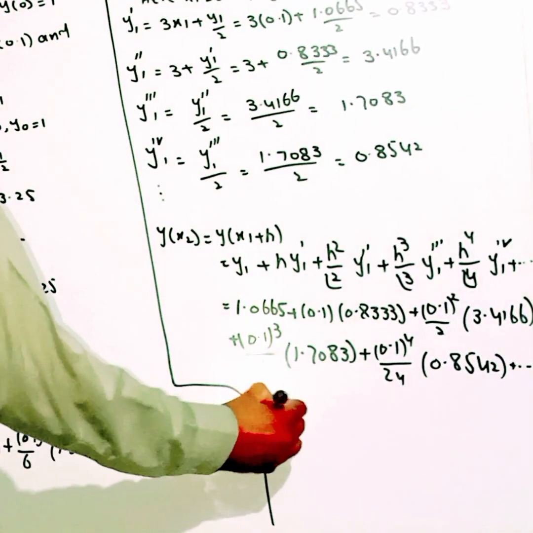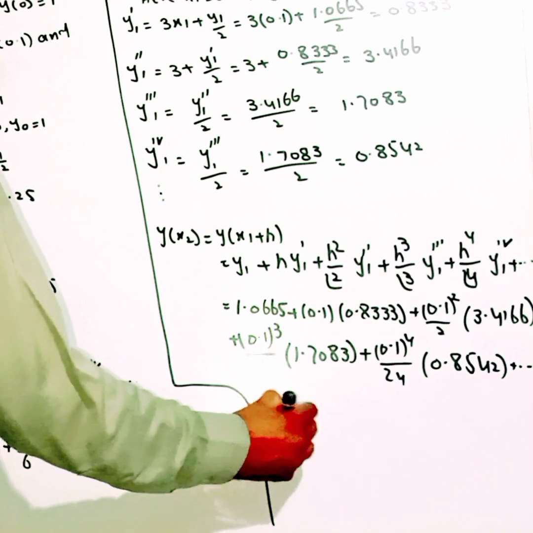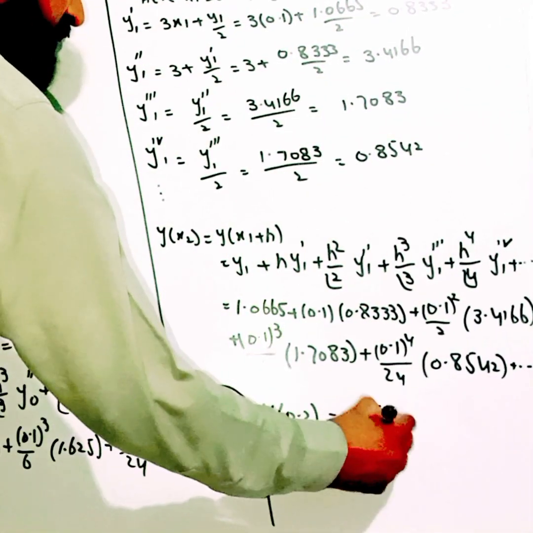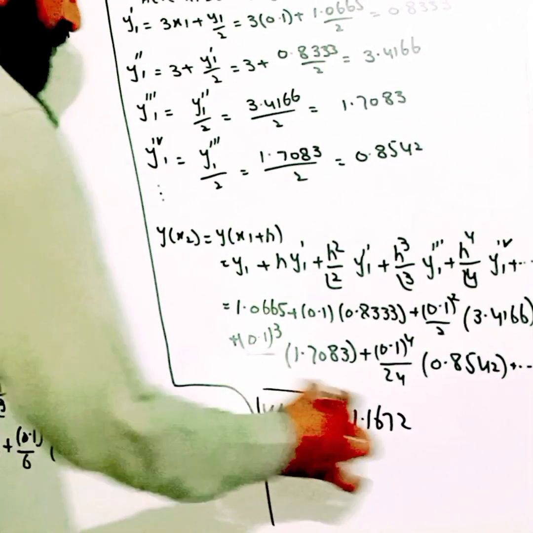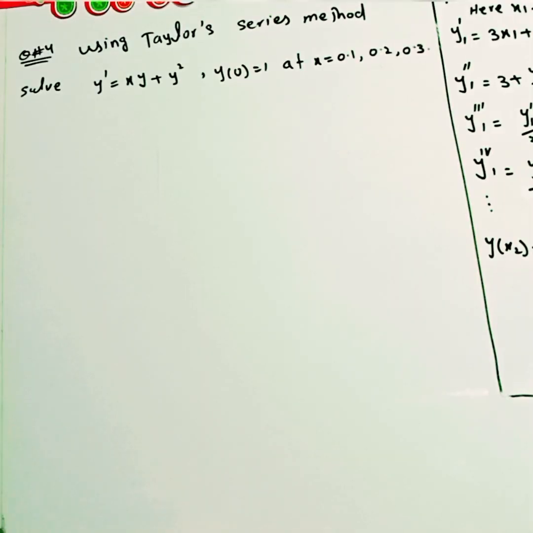After simplifying this expression, we obtain y of x2 is equal to 0.2. So we have y of 0.2 is equal to 1.1672. These are the required approximate values of y at x equal to 0.1 and 0.2 by using Taylor series. Here we use the Taylor series method 3 times to solve this differential equation numerically.